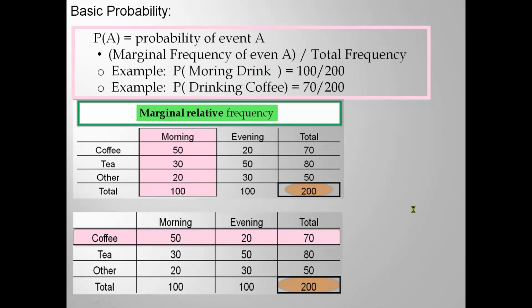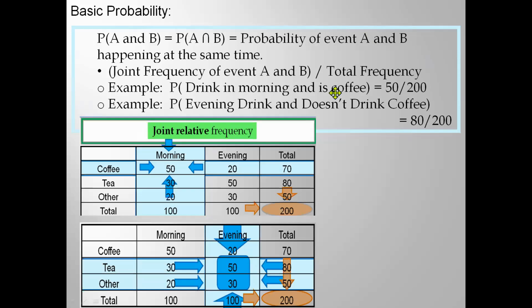Next up is joint frequency. In joint frequency, we want to think about intersections of statements, meaning an and statement. So what we have here is the probability of A and B, or the probability of A intersect B. When we're looking at joint frequency, our numerator value is the overlap, and our total is still the total frequency.